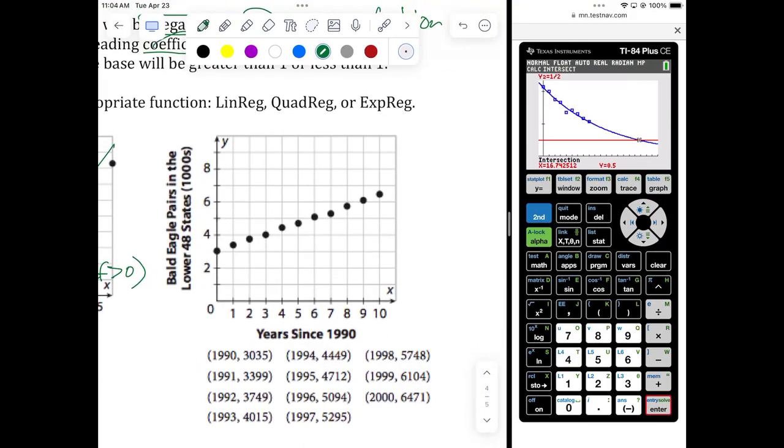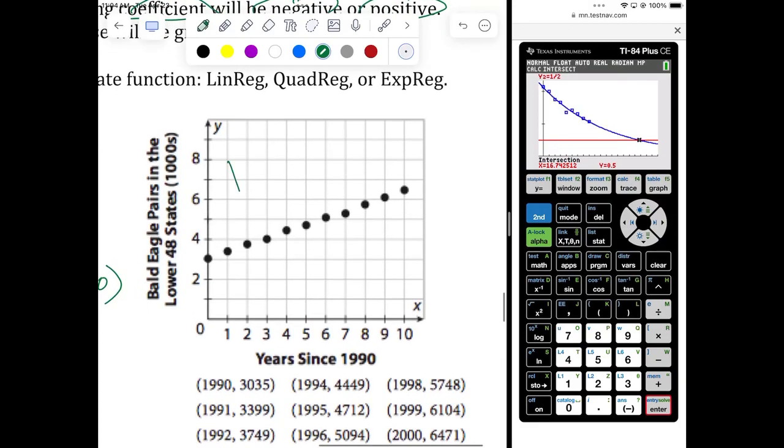Oh my gosh, this was so easy. This is a quadratic, right? What? Does it look exponential? Oh, that was a joke. Okay, yeah, you're making a joke like I am.